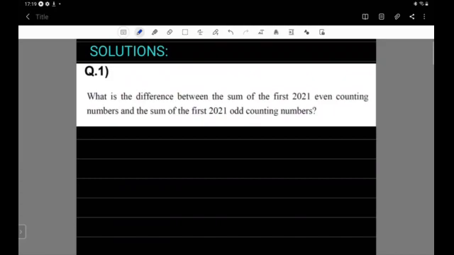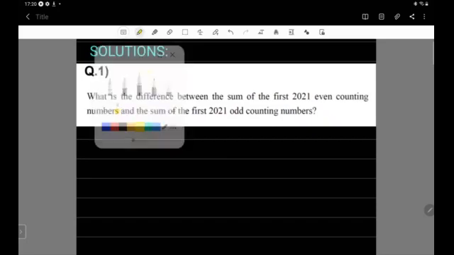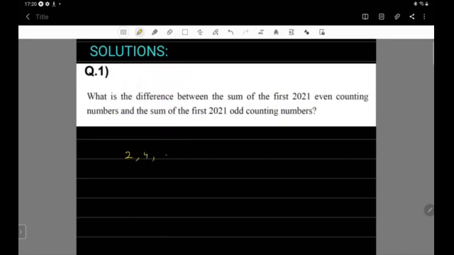What have you learned? Always read the question carefully, because this question says the sum of the first 2021 even counting numbers. So you have to take the first 2021 even counting numbers, which are 2, 4, 6, 8, and so on up to 4042, obtained by multiplying 2021 by 2. Similarly, the odd counting numbers are 1, 3, 5, 7, and since I take 2021 numbers, the last should be 1 less than 4042, which is 4041.